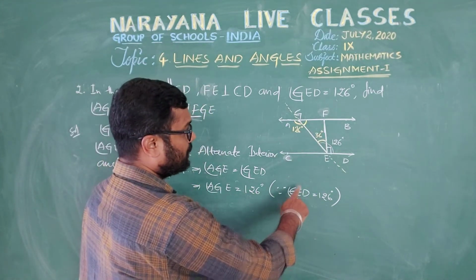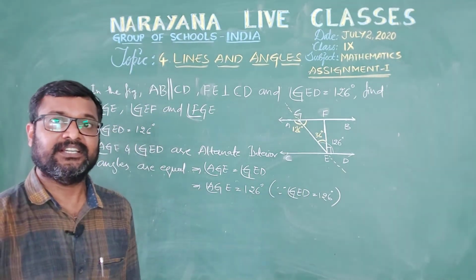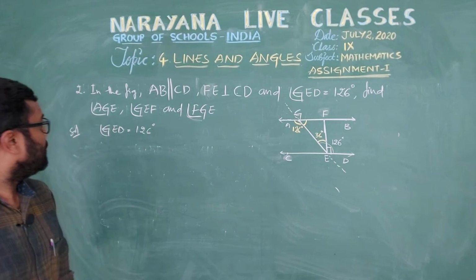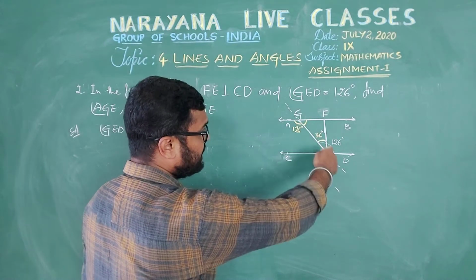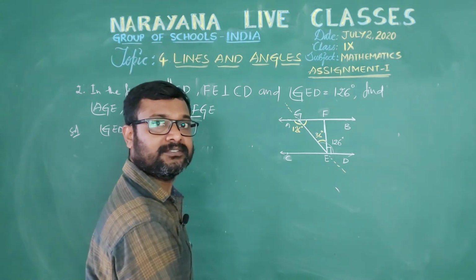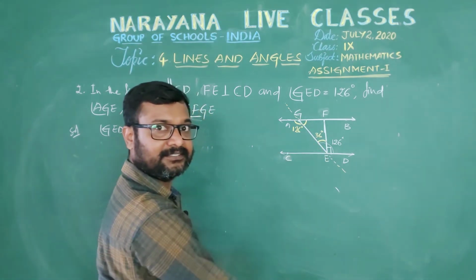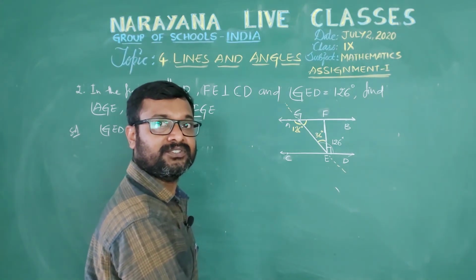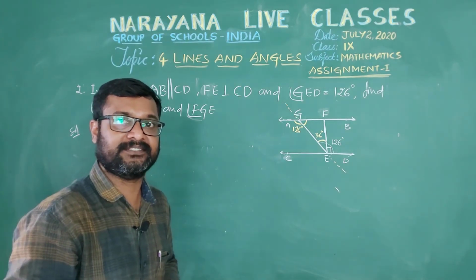Now we need to find FGE. So let's find that. Now find the angle FGE. How? Let's see here. Angle FGE and angle GED are what? Co-interior angles, isn't it? Why? Because these two are interior angles and at the same time on the same side of the transversal line. So those angles which are interior and on the same side of the transversal line are co-interior angles, isn't it?